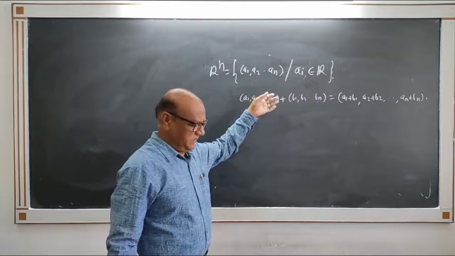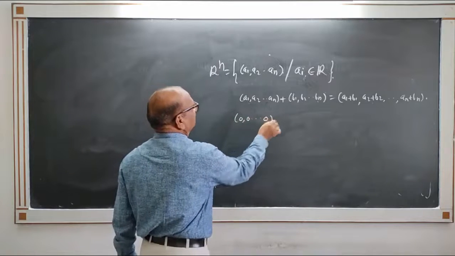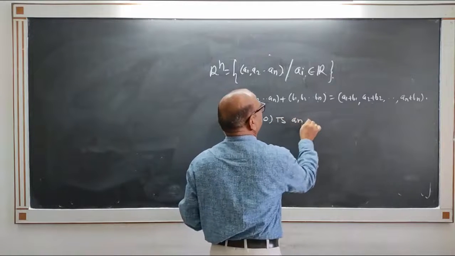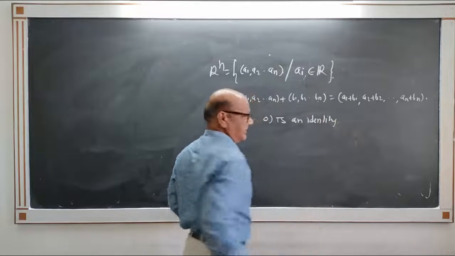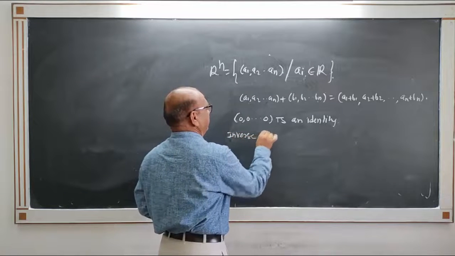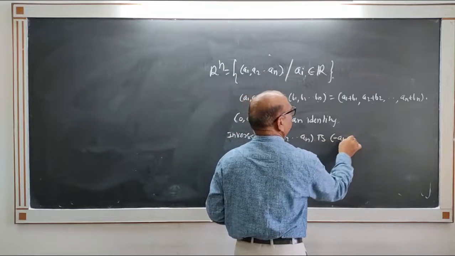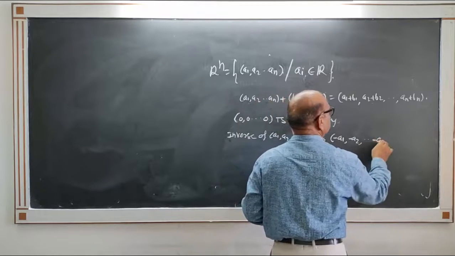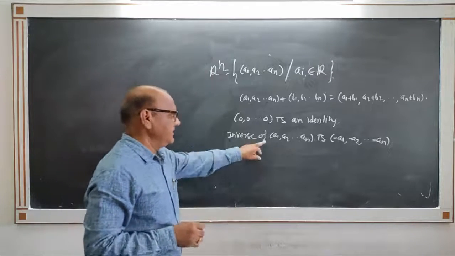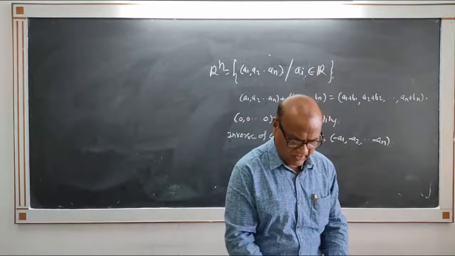Addition is associative. The zero n-tuple is the identity, and the inverse of a1, a2, up to an is minus a1, minus a2, up to minus an. So it is a group under addition.